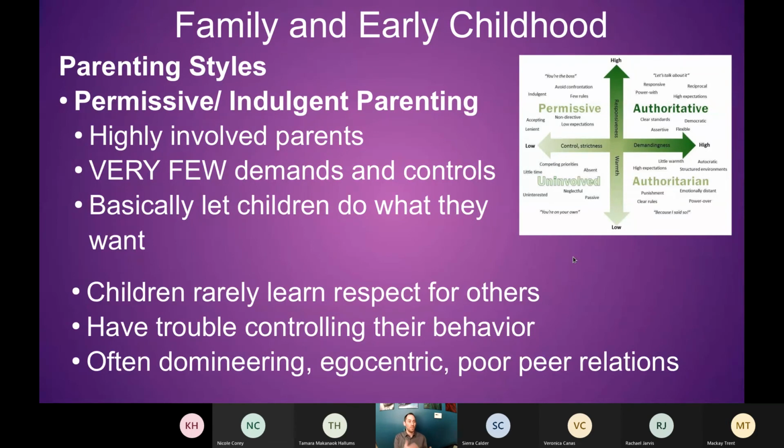Children from permissive parents tend not to have respect for other authority figures. They have trouble controlling behaviors and emotion regulation. They tend to be more domineering in social situations with peers, more egocentric, and have poor peer relations generally. So there's some risk factors for permissive, neglectful, and authoritarian parenting in many groups. And authoritative parenting is often seen as the best.